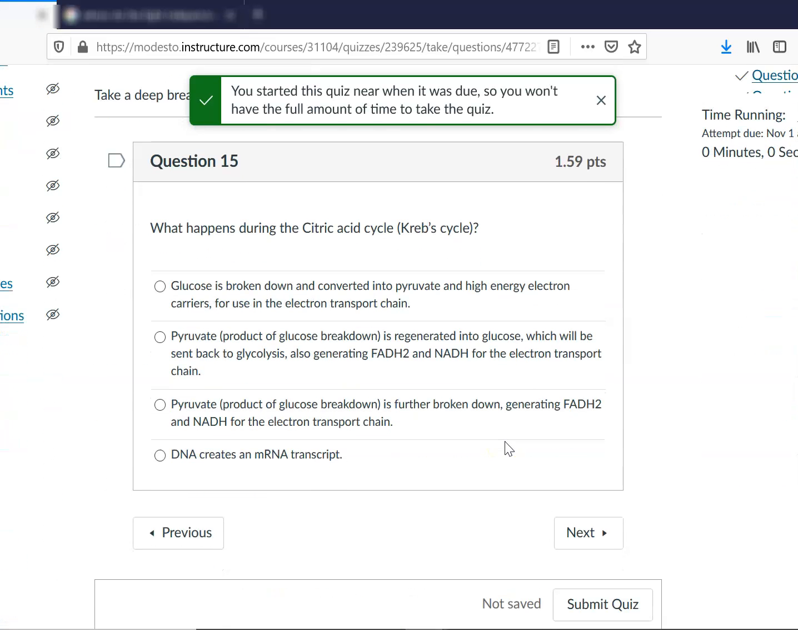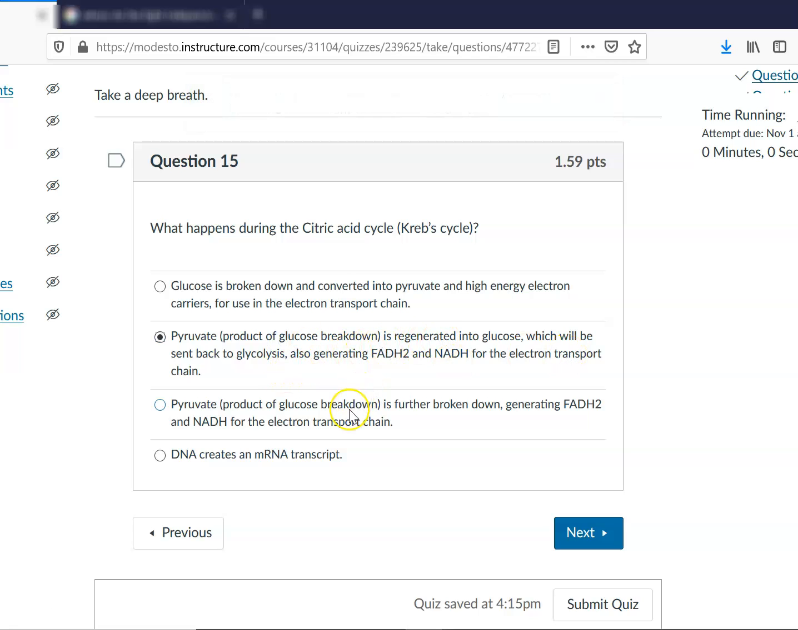What happens in the citric acid cycle? Pyruvate, product of glucose breakdown, is regenerated into glucose. Now, pyruvate is further broken down, generating FADH2 and NADH for the electron transport chain. So this bottom one's a garbage answer. This is what's happening in glycolysis, not during the citric acid cycle. Pyruvate regenerating the glucose, that's another garbage answer. So let's keep going.